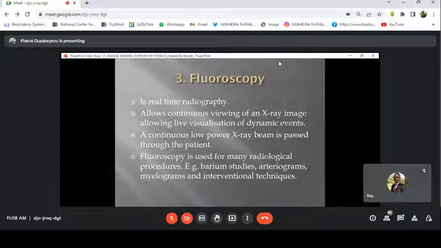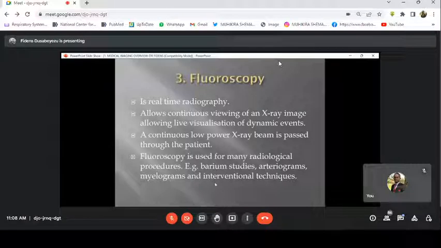In fluoroscopy, it is a continuous low power X-ray. The low power X-ray is different from the energy we use in conventional X-ray, but in fluoroscopy, it's a low power X-ray passing through the patient as we are following on the screen.